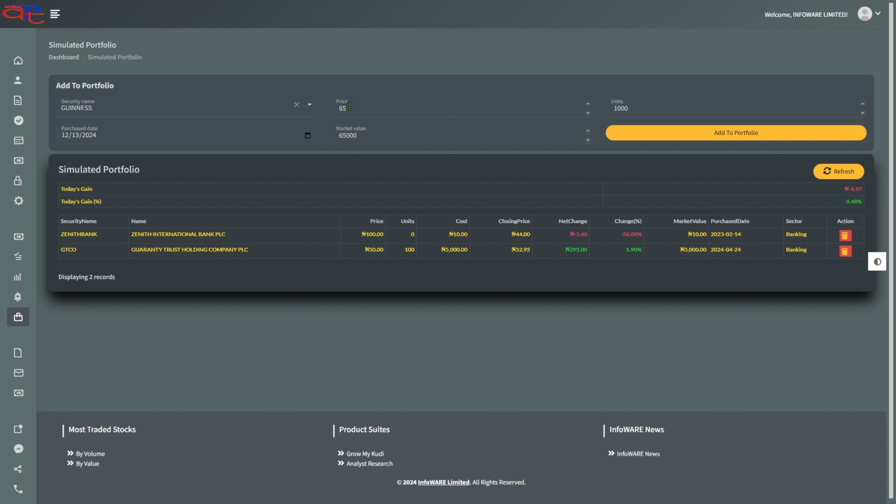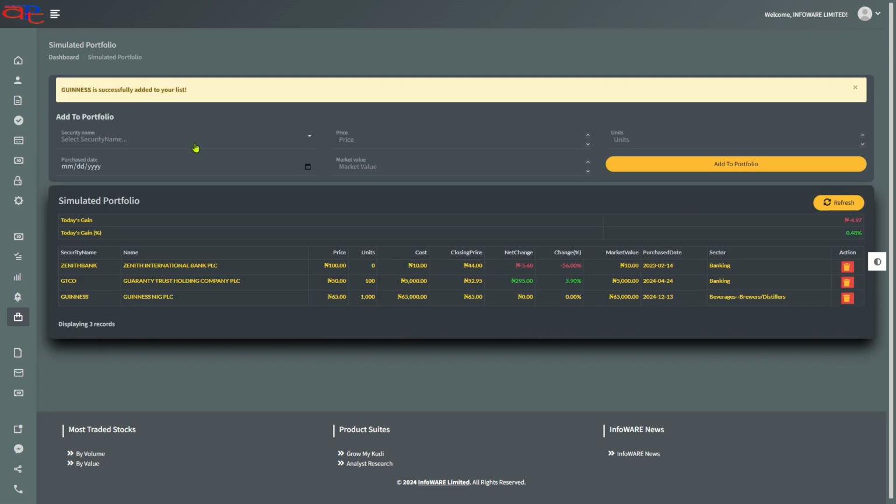Based on price 65 and the number of units 1,000, the market value will be price multiplied by the quantity, which is 65,000. Then I can click on add to my portfolio, and that is definitely going to be added to your portfolio. Because we just added it now, you are not seeing any percentage change value here. There's no net change for the Guinness.